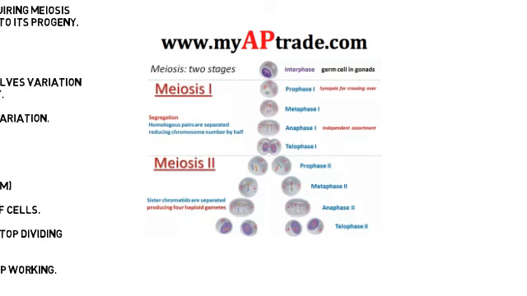Meiosis 2 has 4 stages. Prophase 2, the chromosomes are already condensed and new spindle fibers form. Metaphase 2, each pair of chromatids lines up in the middle of the cell, and kinetochore fibers attach to the centromeres of each pair. Anaphase 2, the centromeres holding the chromatids together split, and one chromatid moves to each side of the cell. Telophase 2, nuclear envelopes reform around the chromosomes.